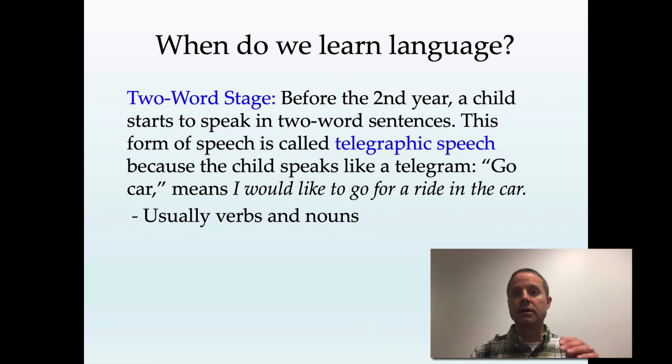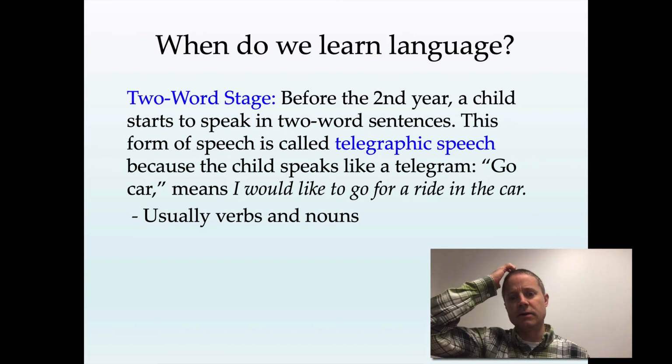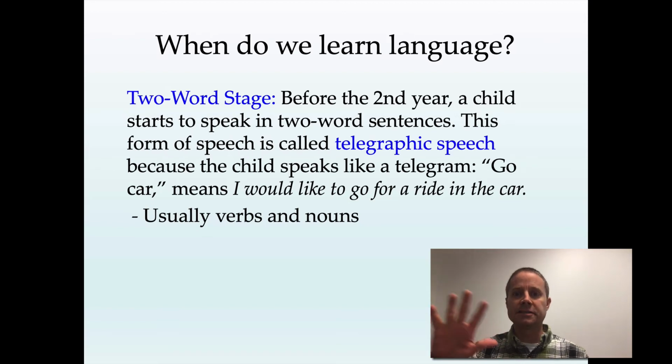They'll say like go car, which means I want to go in the car. Or they'll go like, eat apple, I want to eat the apple. So that's the telegraphic speech. It's 2 words, but it conveys meaning. And the funny thing is, as a parent, it's pretty easy. You learn very quickly what your kid means, even though they're only using telegraphic speech. Also, telegraphic speech is usually verbs and nouns. They usually don't get into adjectives and adverbs until later.